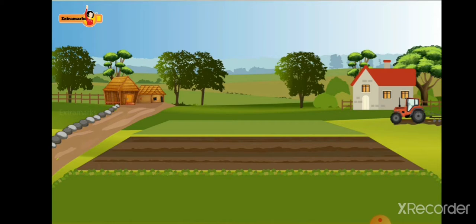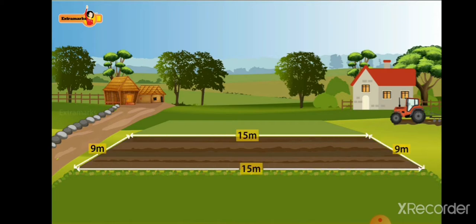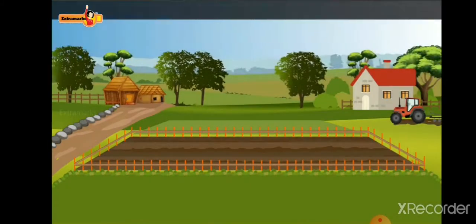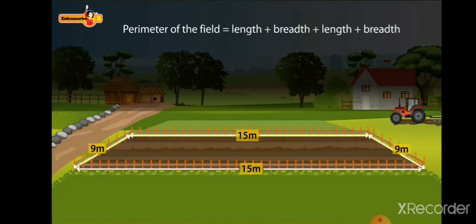Now look at the rectangular field whose length is 15 meters and breadth is 9 meters. The farmer wants to fence its boundary with a rope. What length of rope is required? We know that the perimeter of this shape can be found by adding its sides. We can also write it as twice the sum of its length and breadth.